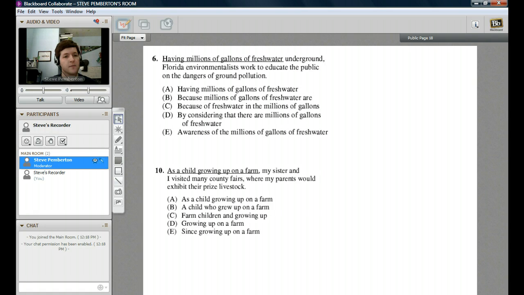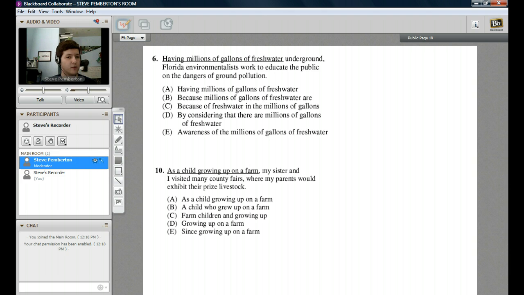Number 6. Having millions of gallons of fresh water underground, Florida environmentalists work to educate the public on the dangers of ground pollution. This time again we see a misplaced modifier. It says someone or something has millions of gallons of fresh water underground, and then it says Florida environmentalists right after the comma. That's probably not the person or thing that has millions of gallons of fresh water underground. So A is incorrect.